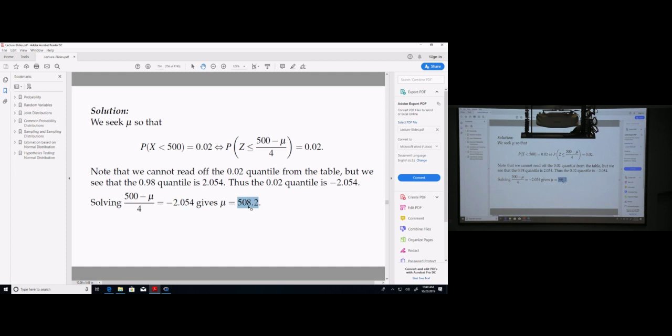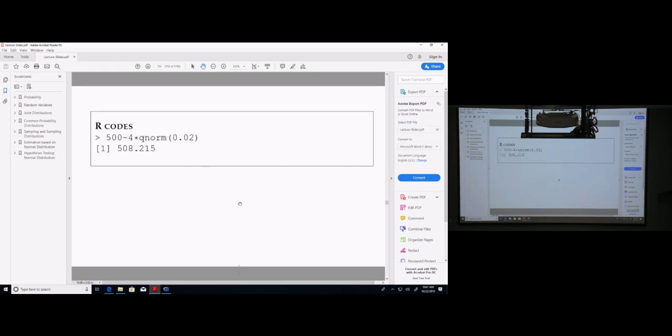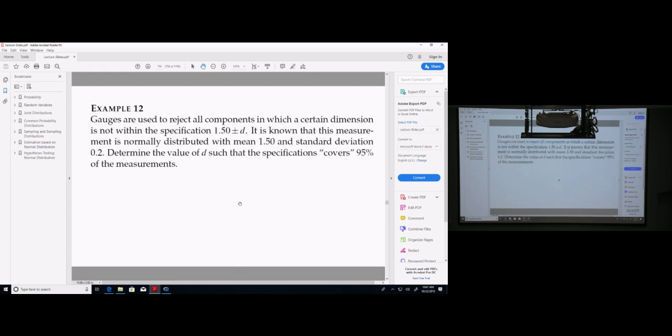Because 500 is actually 8.2 grams less than the mean of the machine which is producing. And if the standard deviation is 4, that means 500 is roughly 2 standard deviations below the mean here. And this is pretty safe because of the normal distribution. Okay, so we have this.